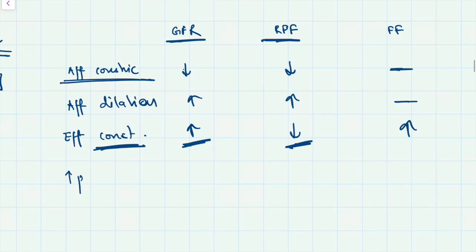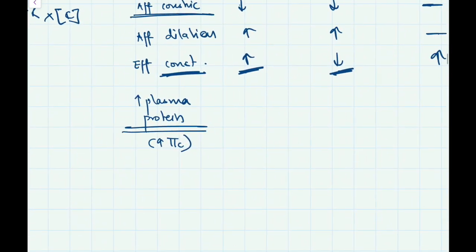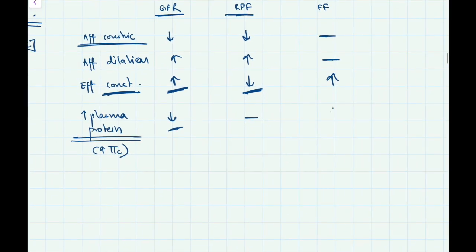Right. Now, if there is increase in plasma protein, so what plasma protein does is that it increases the oncotic pressure of the glomerulus. So, if the plasma protein increases, then what happens is that the flow will be in the opposite direction, that is the GFR will decrease, right. So, the GFR decreases, there will be no effect on the renal blood flow, and due to the decrease in GFR, the filtration fraction will again decrease. Opposite, if there is a decrease in plasma proteins, that is a decrease in the oncotic pressure, the GFR will increase, again no change on the renal plasma flow, and the filtration fraction will increase.